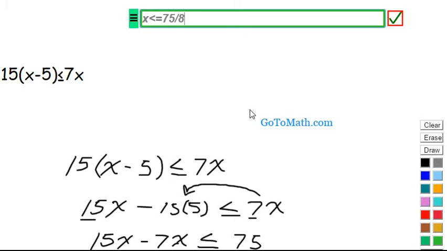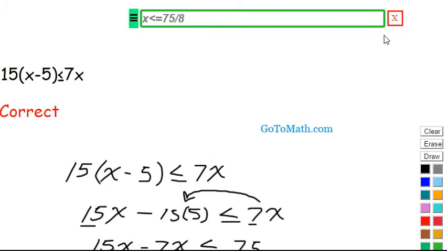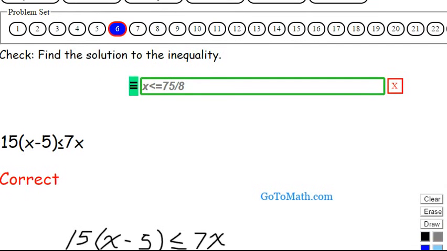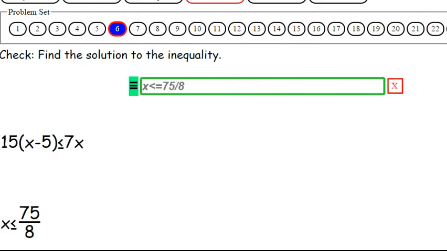So let's hold our breath and hope that is correct. It looks good. Click on that, make sure that's good too.